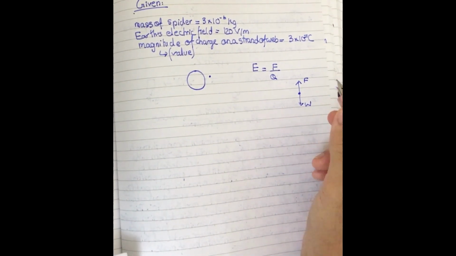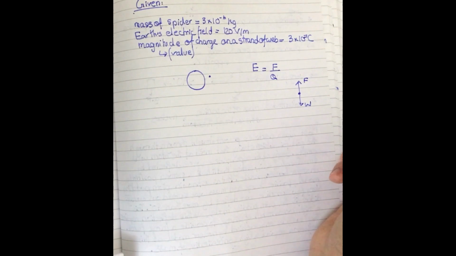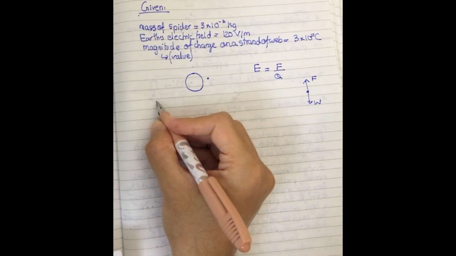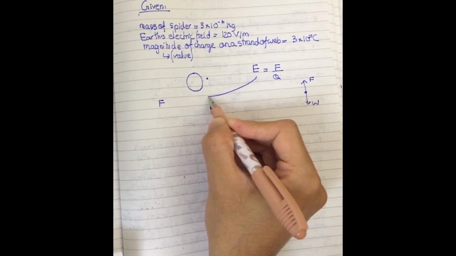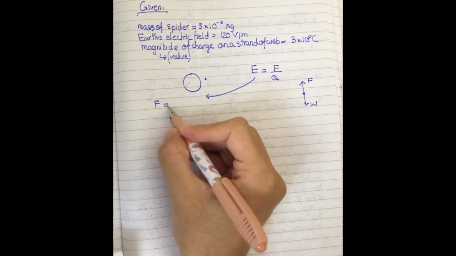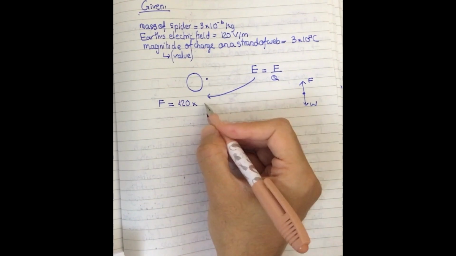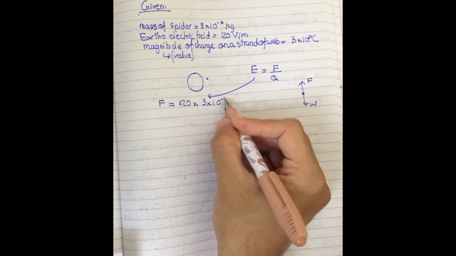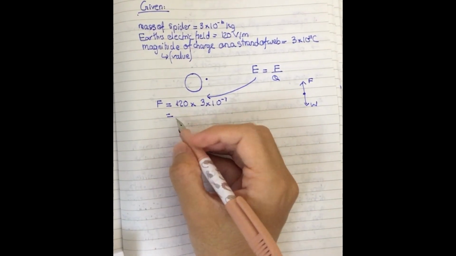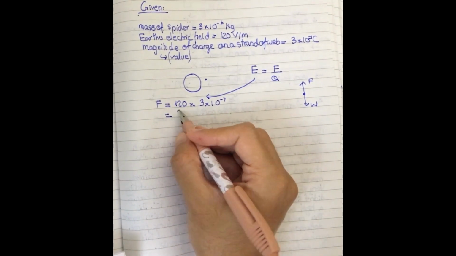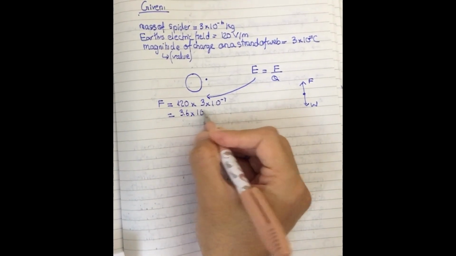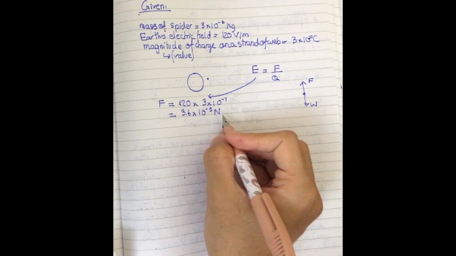So let me calculate first the force. Let us calculate the force from this formula. I'm gonna write this formula right here. So F is equal to 120 times the charge, which is 3 times 10 raised to power minus 7, right? So we get this value as 3.6 times 10 raised to power minus 5 newtons.